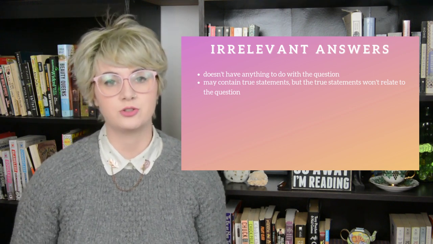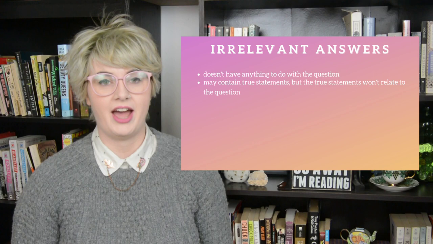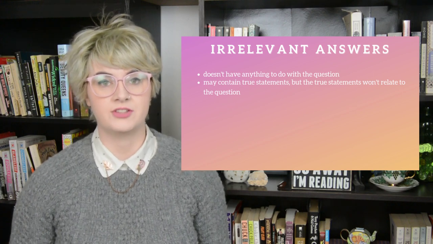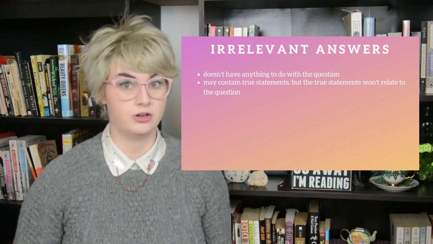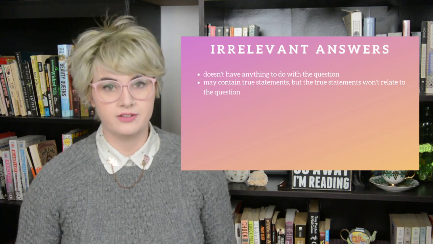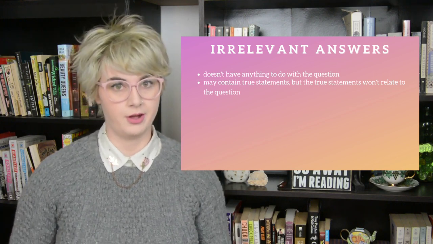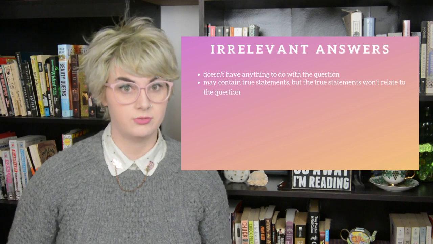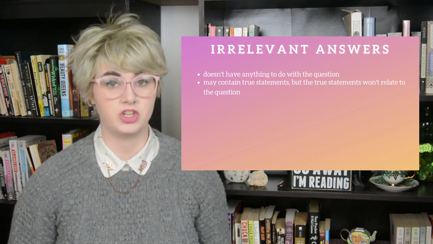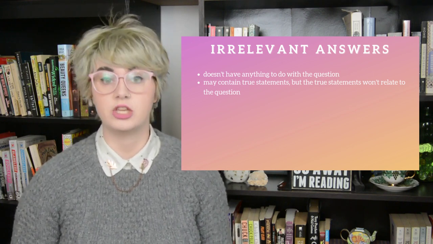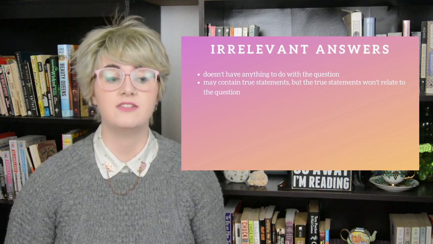Say that the passage was about Harry Potter, and you have a series of answers, and one of the answers says Katniss Everdeen volunteered as tribute in the Hunger Games. That would be an irrelevant answer because the question is about Harry Potter. It might be true, but it's irrelevant because it doesn't have anything to do with the question. That's the way they're going to trick you with irrelevant answers: by giving you something true, but not making it have anything to do with the question itself.